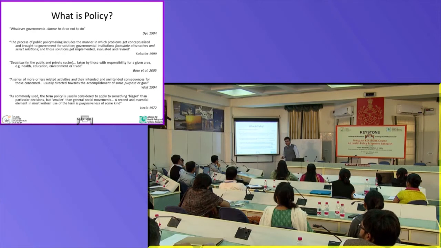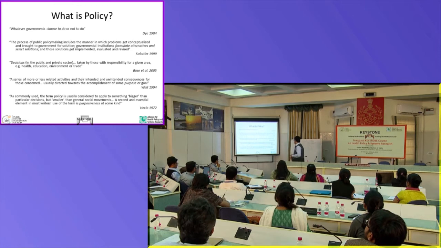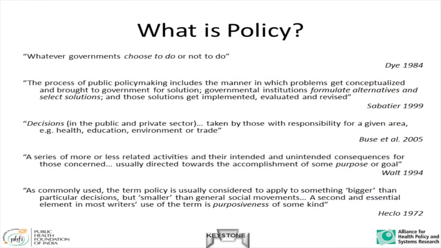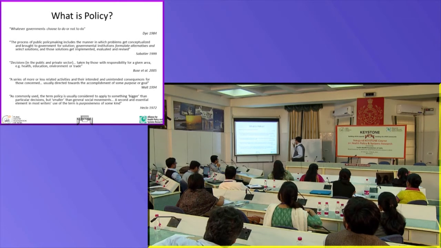Okay, this one takes us even broader. Sorry if it's a bit hard to read at the back. It says, as commonly used, the term policy is usually considered to apply to something bigger than particular decisions, but smaller than general social movements. A second and essential element in most writers' use of the term is purposiveness of some kind. So we come back to this core issue of purpose and intention having to be there. But it's the other part of it that varies a lot.